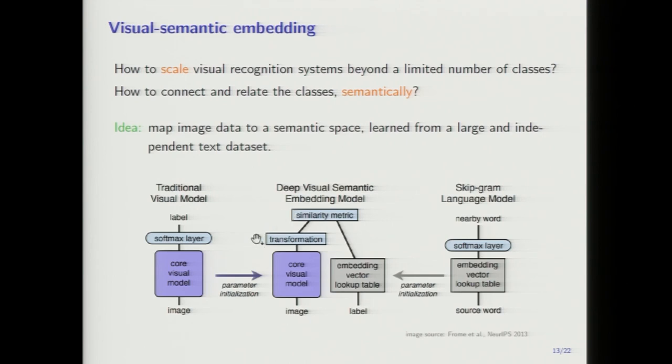Okay. So of course, to train this, we need images with labels. So we take the label and we map it to the word embedding space, and then we fine-tune the vision component to take the image to the same space.